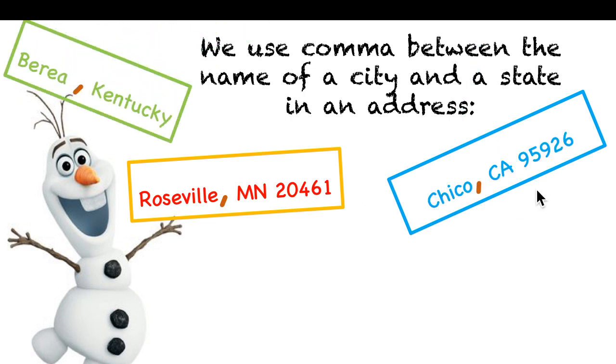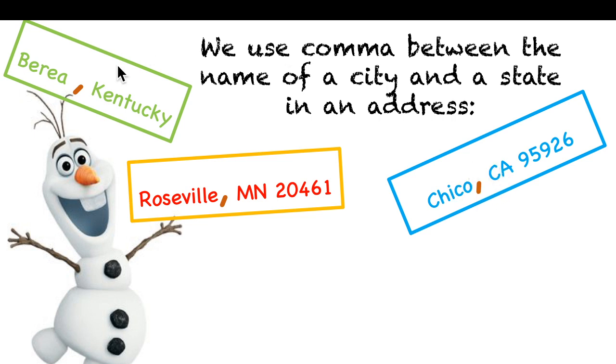We have two more examples. Chico, CA, stands for California, 95926. We have three parts. City, California, it's a state, and the zip code. Where will I put the comma? Between the city and the state.